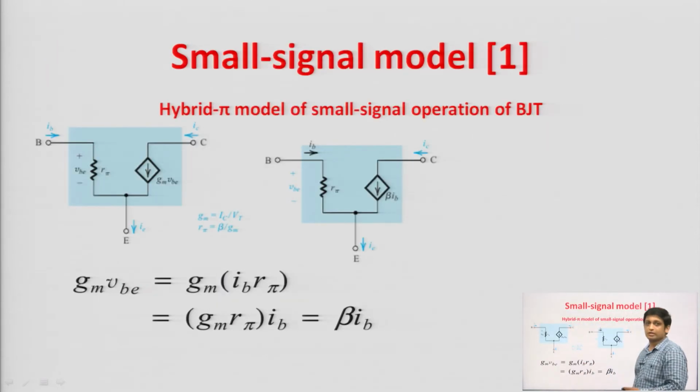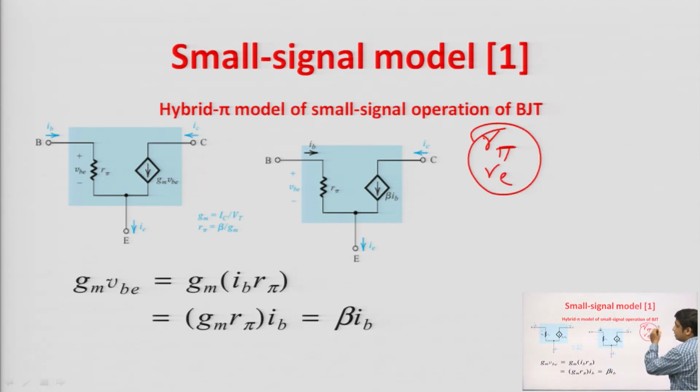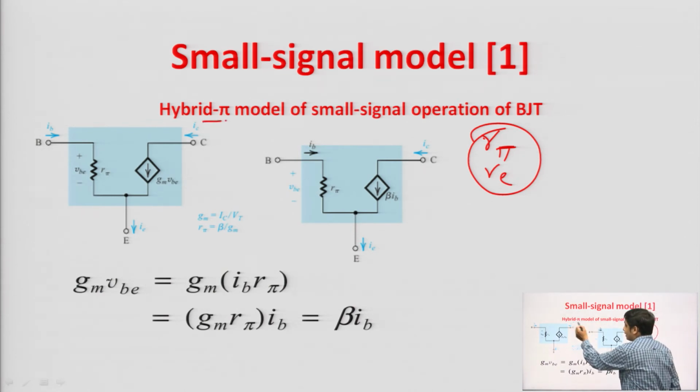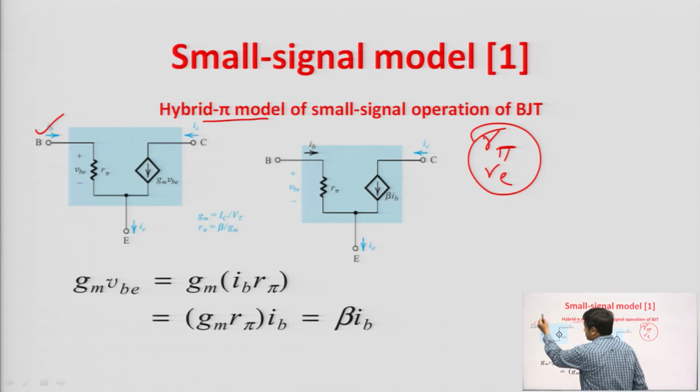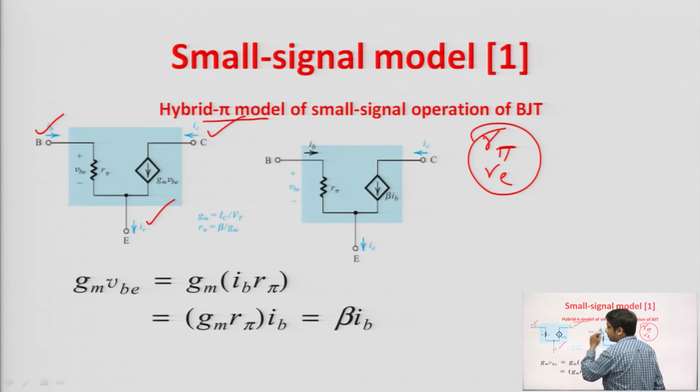Next one is the small signal model. Whatever we have studied are the small signal parameters: R pi and Re, fine. There are two small signal models, one is the hybrid pi model and another one is the T model. It is called the pi model because of its shape, fine. So, this is your base terminal, this is the collector terminal, this is your emitter terminal.